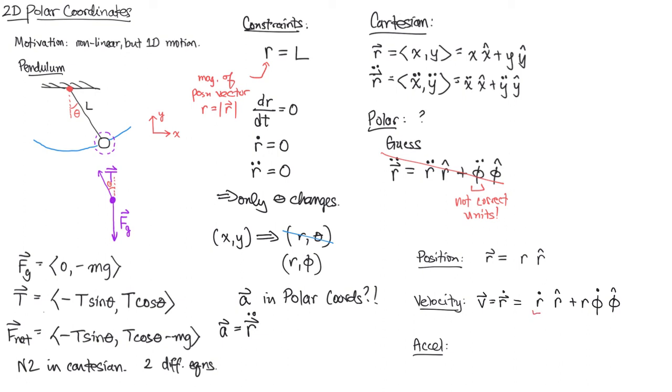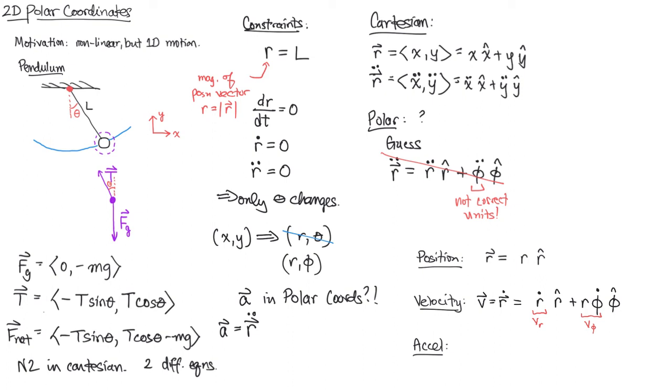So we can think of this term as v in the radial direction and this term as not the angular velocity, but the velocity in the tangential direction.